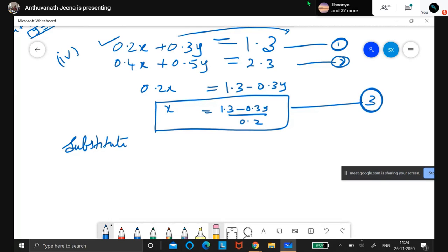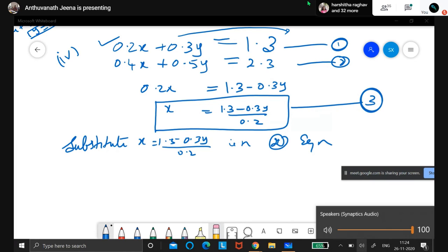Substitute x is equal to 1.3 minus... Don't feel bored to write all the steps. Steps are important. For us it is also boring, but we should do it, because the evaluator should understand what you are doing. Substitute x in the second equation. Don't substitute in the first equation, because only the second equation is changing.